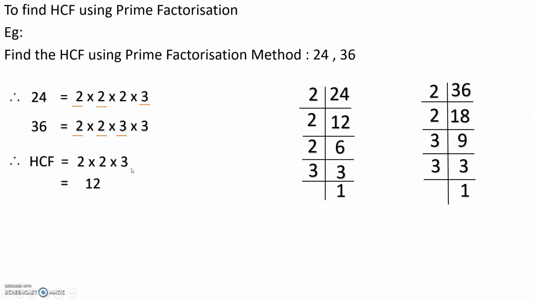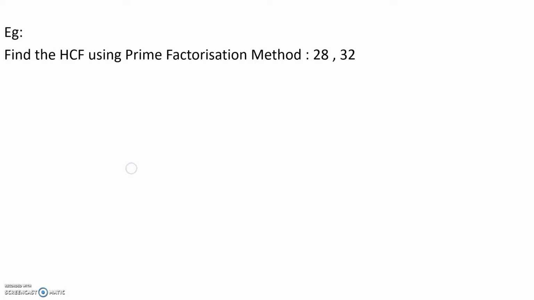So what is the HCF of 24 and 36? Yes, it is 12. Let's move on. One more example we'll take. Find the HCF using the prime factorization method of 28 and 32.